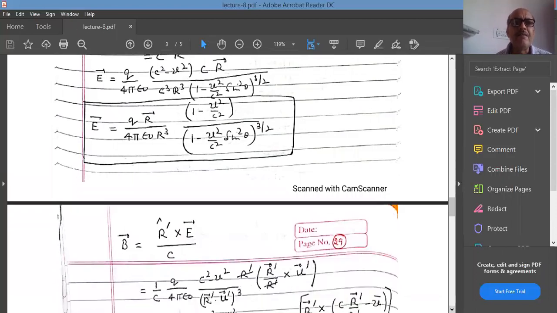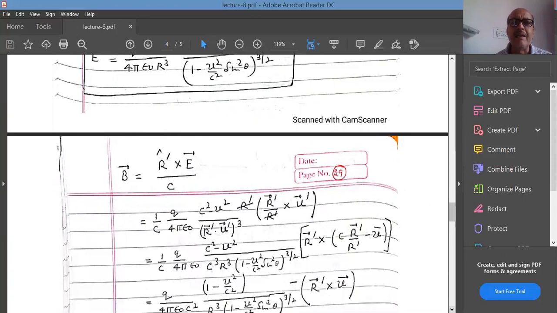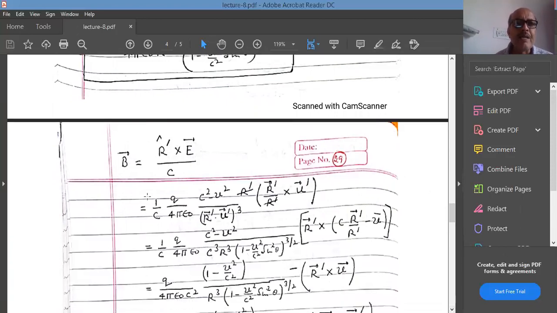Now we move on to the B expression, the magnetic field expression. B is equal to r dash unit vector cross E divided by C. So again, we now substitute the value of E in this expression, because E is already known to us, and you can see 1 over C as it is. Now we substitute E here. So it is Q upon 4 pi epsilon 0 C square minus B square upon R dash dot U dash whole cube, and then R dash into R dash R cap. R cap is written as vector R divided by mod or cross U dash.